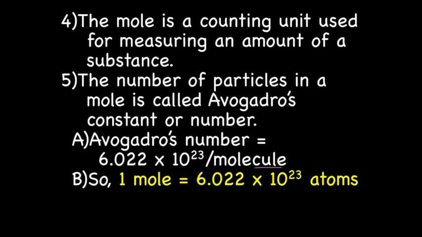And the number of particles in a mole is called Avogadro's number. Okay, and Avogadro's number is 6.022 times 10 to the 23rd molecules. So 1 mole equals 6.022 times 10 to the 23rd atoms or molecules, or anything, actually. By the way, to differentiate atoms and molecules, an atom is a single atom, right? Like hydrogen or carbon or whatever. A molecule is 2 or more atoms put together, like C2H4, H2, whatever. Okay, an atom is a single atom. A molecule is 2 or more atoms put together.